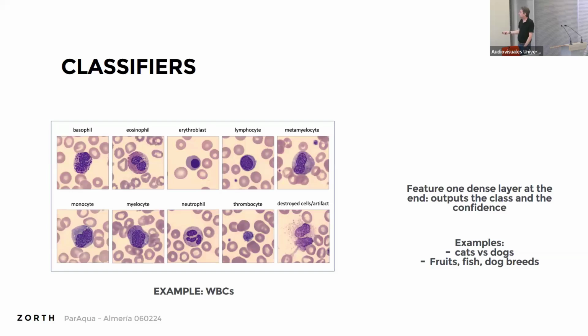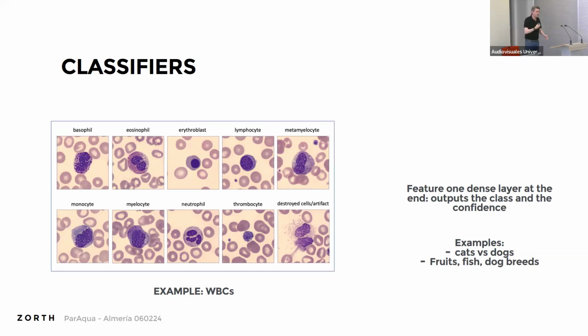Now, the classifiers. Well, what do they all have in common? There's plenty of classifiers, but one thing that they all have in common is that they classify. So at the end, the last layer is what we call a dense layer that will give you the class and the probability. So you can have cats versus dogs, and that will tell you in this picture, there's a cat, and I'm 90% sure. In this picture, there's a dog, and I'm 95% sure.